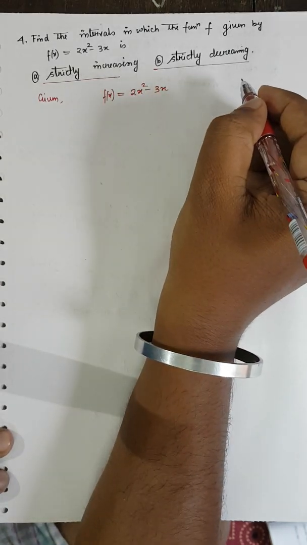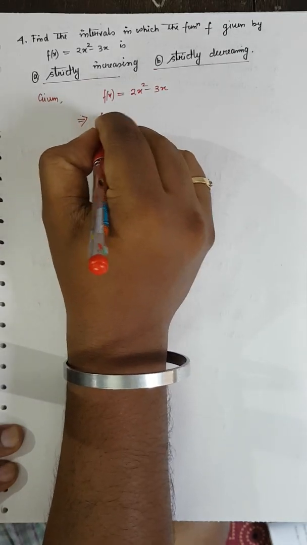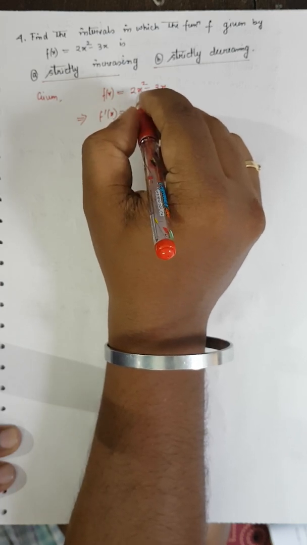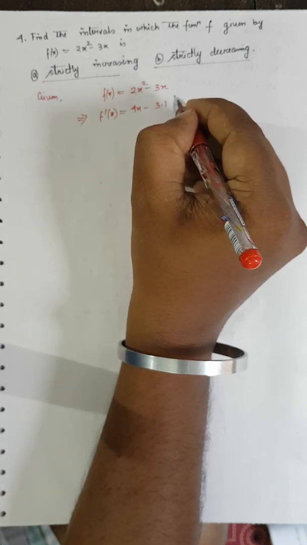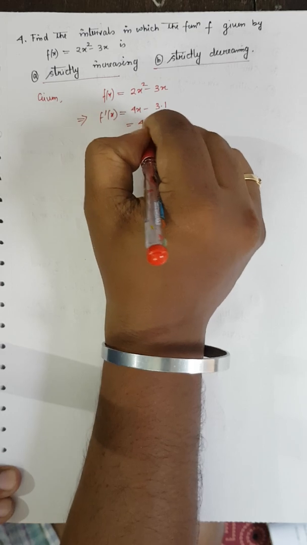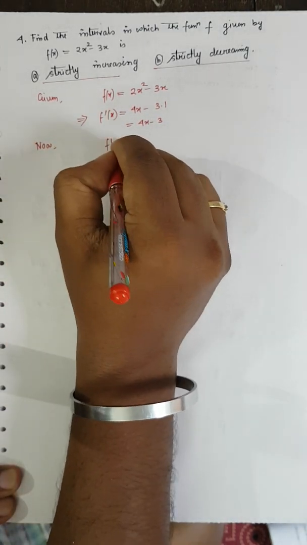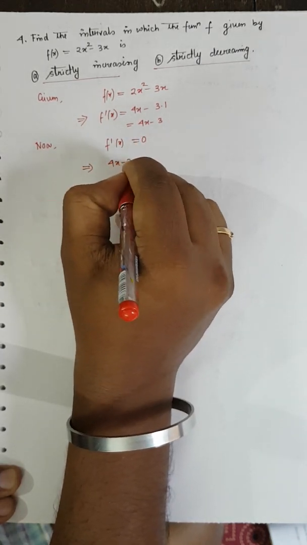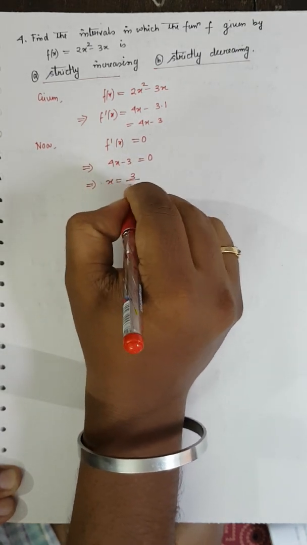Since we are using the calculus method, we need to find f dash x. So find out f dash x. F dash x is equal to, for x square, the derivative will be 2x. So it is 4x minus 3 into 1. So it is 4x minus 3. Now, if I equate f dash x to 0, it will yield 4x minus 3 is equal to 0, that is x equal to 3 by 4.